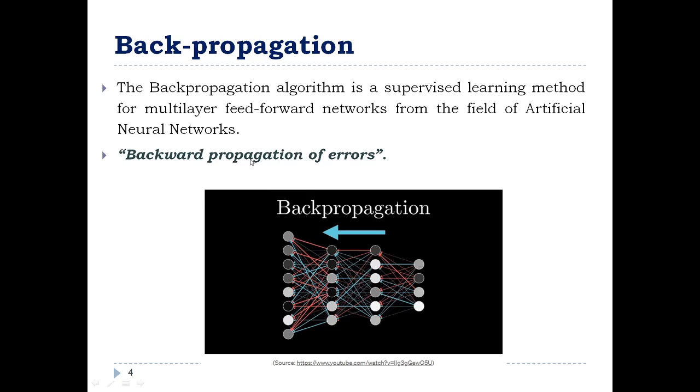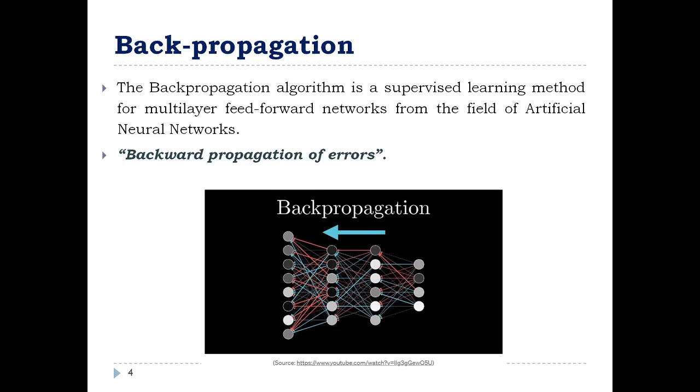So that is back propagation. The actual name for this algorithm is the backward propagation of errors algorithm, and the short form we use is back propagation. It is a standard method of training artificial neural networks. This method helps to calculate the gradient of the loss function with respect to all the weights in the network.